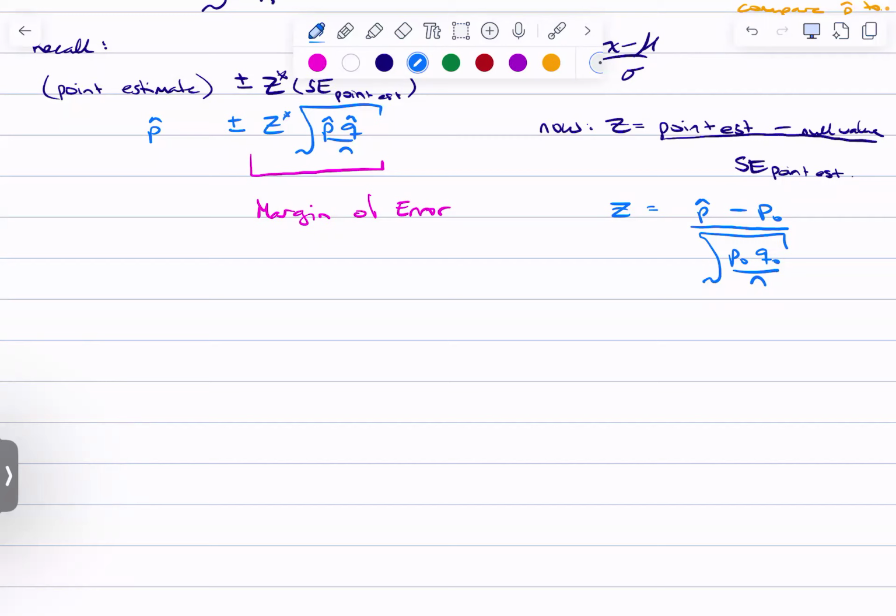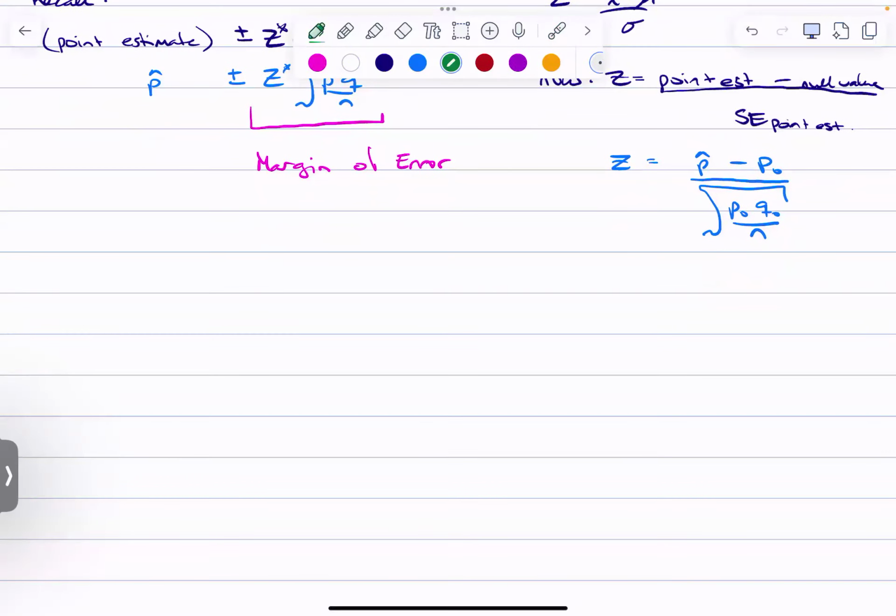Slightly more mature version of Z, right? But what's really nice is, once I have this Z, it behaves the same way always. So once I have a Z, no matter how complicated it was to get there, Z is going to behave the same, and we can use the NORM.S.DIST command in Excel to find areas under the curve. I know, I thought we were done with that. No way, we're just getting started.